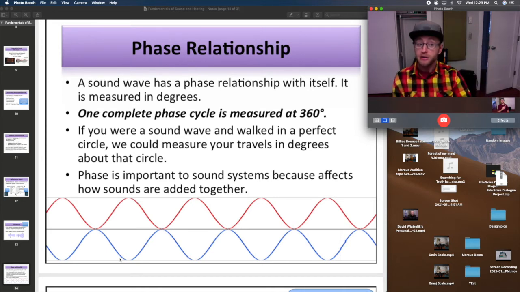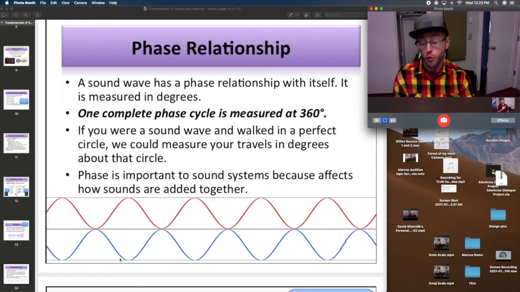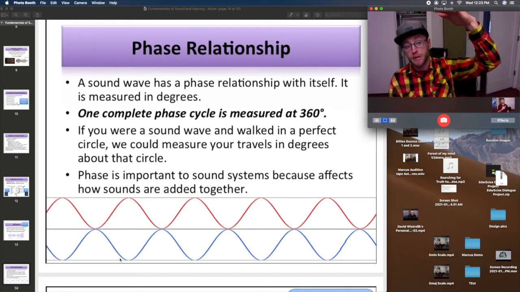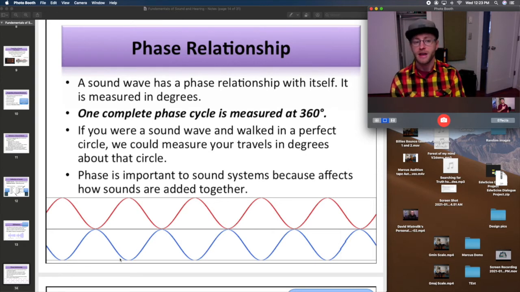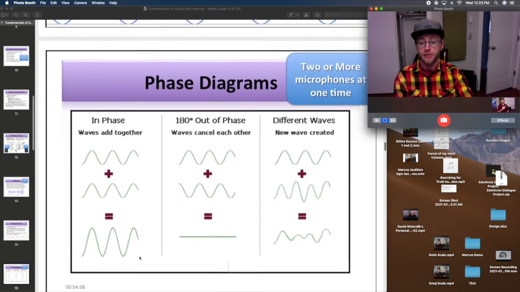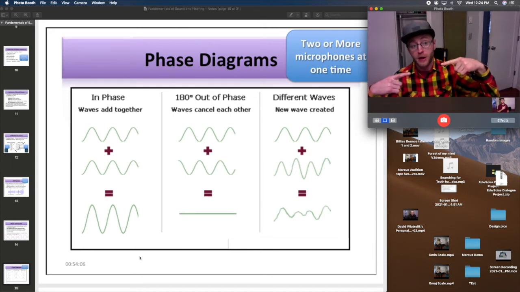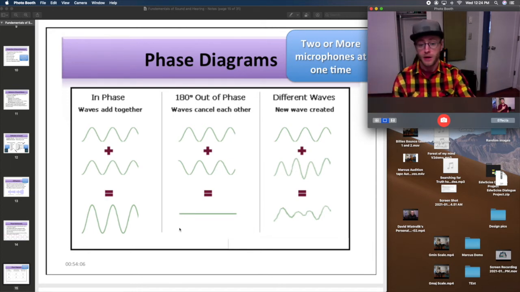Now that is an issue because these waves are energy. If you have positive energy with negative energy happening at the same exact time in the opposite direction, they cancel each other out. So that's an issue when you have two microphones on one source. For instance, this diagram kind of shows what happens with two microphones on a snare drum or a kick drum in opposite directions. Over here we have the 180 degree out of phase. They can cancel each other out. +1 plus -1 equals 0.